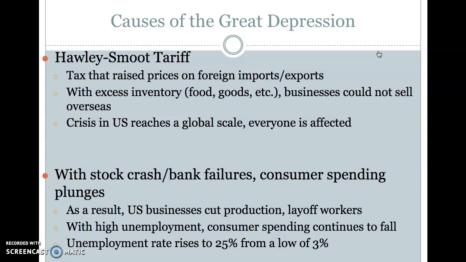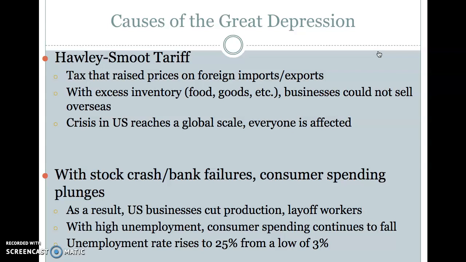The crisis in the U.S. reaches a global scale, and everyone in the United States is affected. Everyone around the world is affected because they're not getting finished products from the United States like they're used to. This leads Great Britain, France, Germany, Russia, and China everywhere around the world to be affected by this.